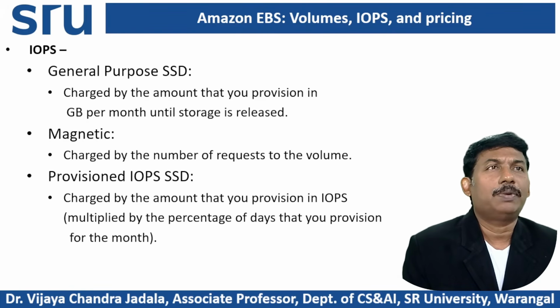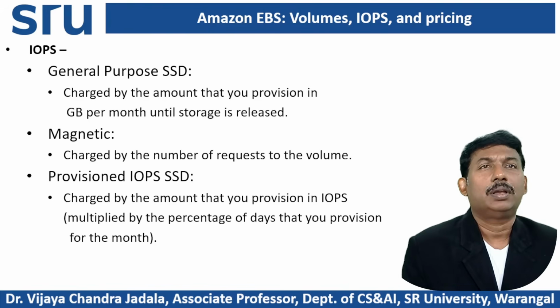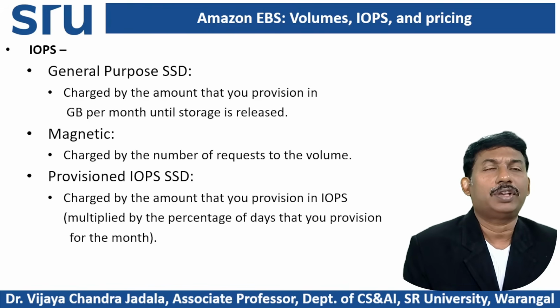Here, the general purpose type which we are using is SSD. For SSD, general purpose is charged by the amount that you provision in GB per month until the storage is released. Then magnetic is charged by the number of requests to the volume. Then the provisioned type is charged by the amount of provisioned IOPS. So the charges will be for the provisioned amount for the month.